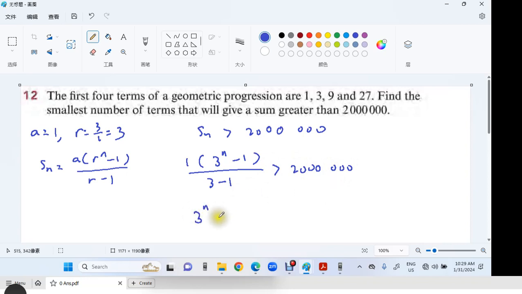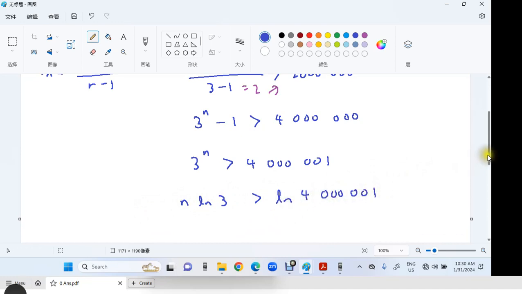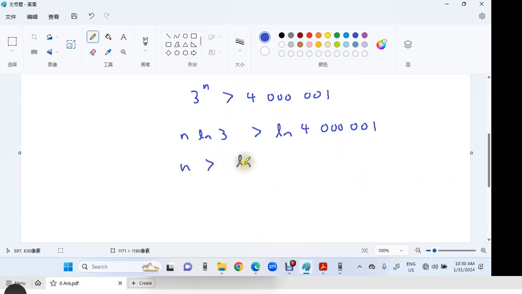Okay, so we have the 3 power n minus 1 greater than 4 million. Why is it 4 million? Because this is 2, so I multiply with 2. So the 3 power n greater than 4 million and 1. So we ln both sides. n ln 3 greater than the ln of 4 million and 1. So the n will be greater than ln of 4 million and 1 divided by ln 3.